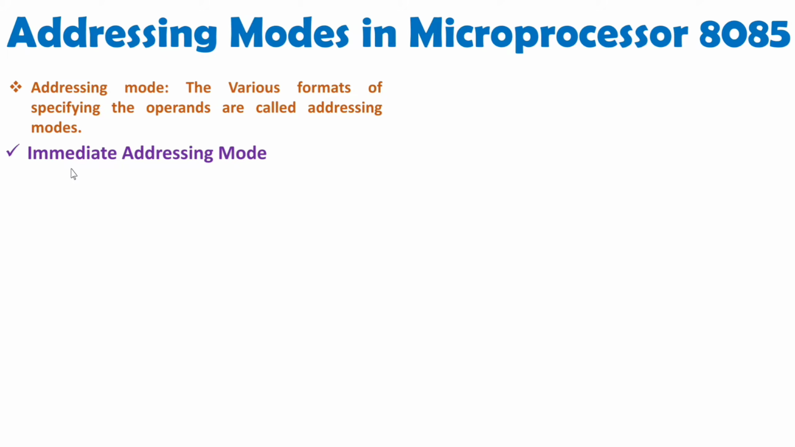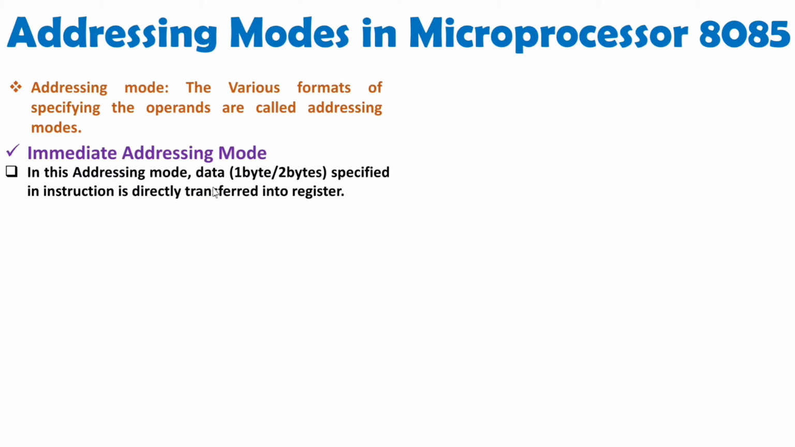In immediate addressing mode, my dear students, data of 1 byte or 2 bytes is specified in the instruction and that is directly transferred into a register. So here the operand is specified in the instruction and we directly copy it into registers. Let us see some examples so that it gives you more clarity.